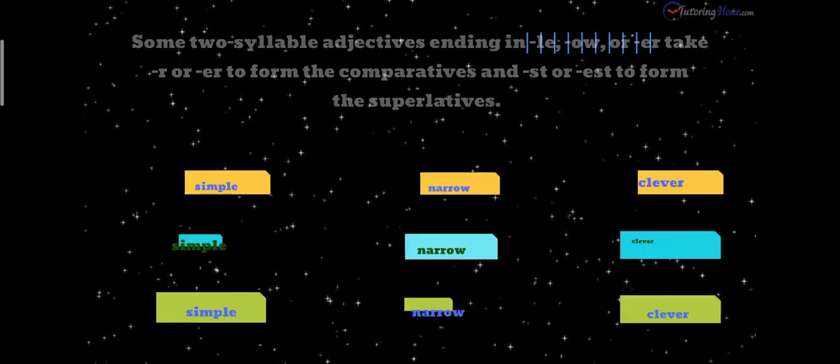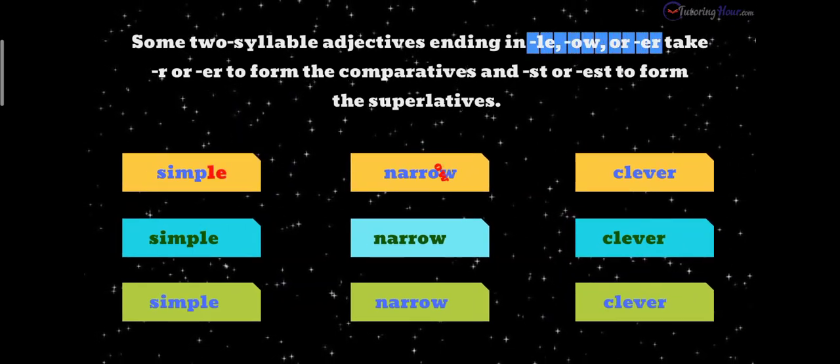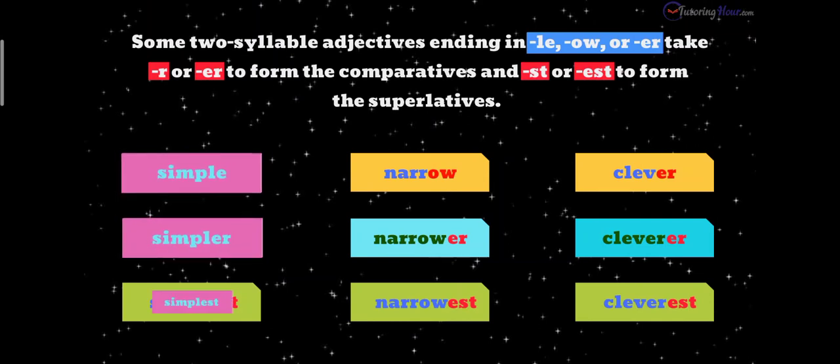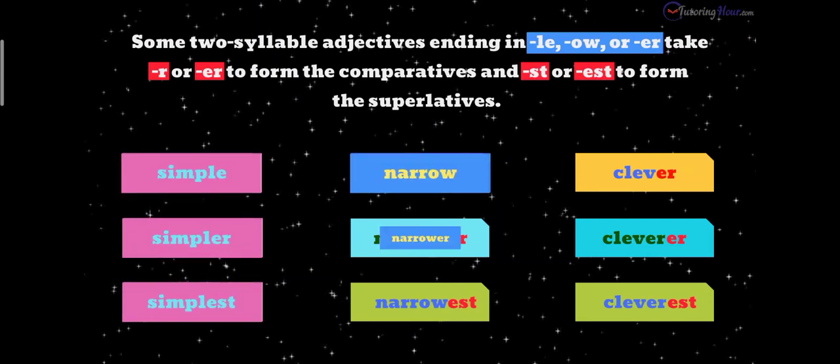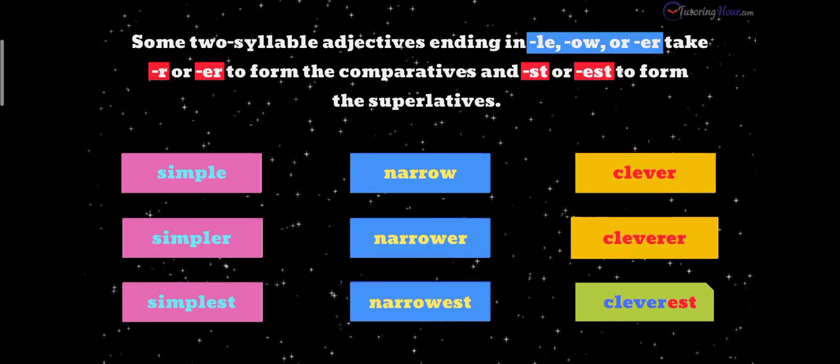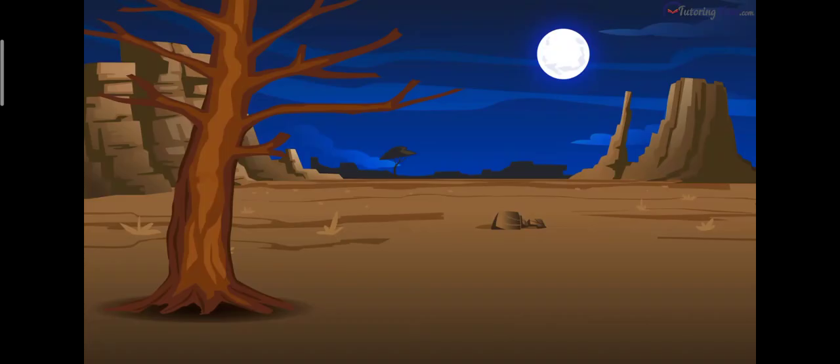Some 2-syllable adjectives end in le, ow, or er. Take r or er to form the comparatives and st or est to form superlatives. As in simple, simpler, and simplest. Narrow, narrower, and narrowest. And clever, cleverer, and cleverest.